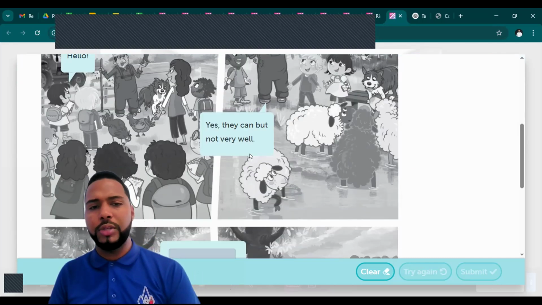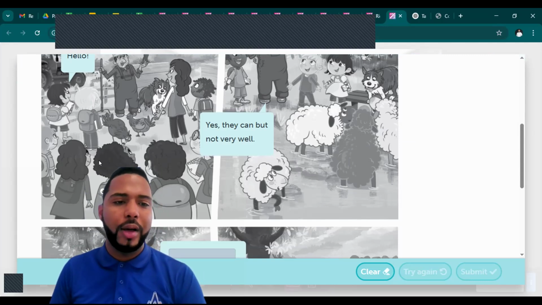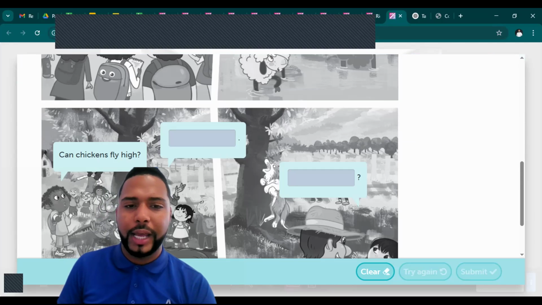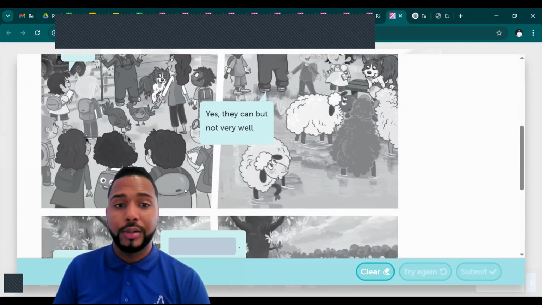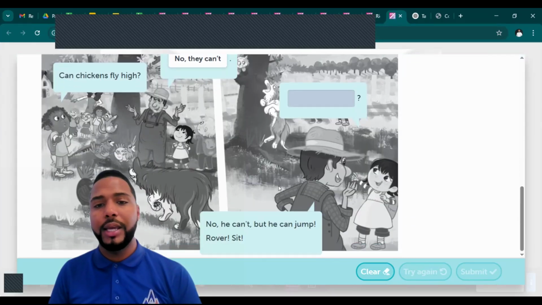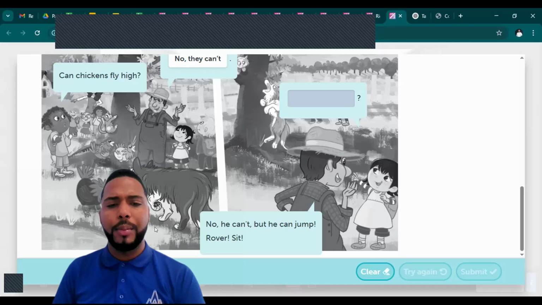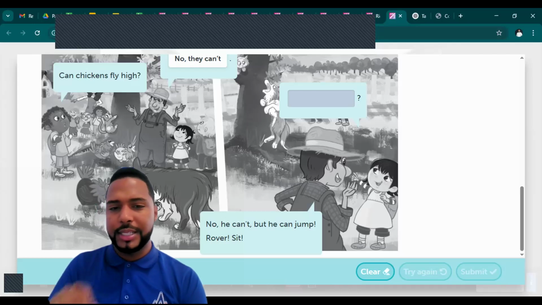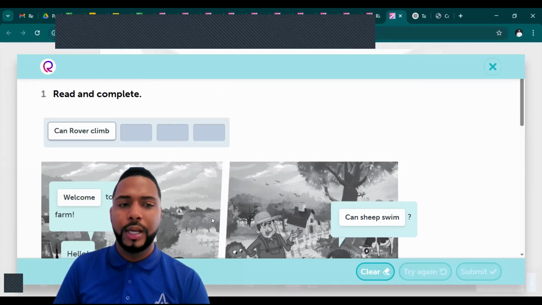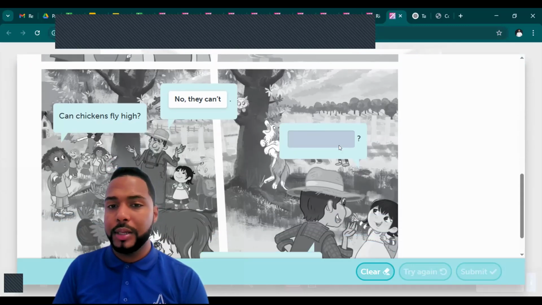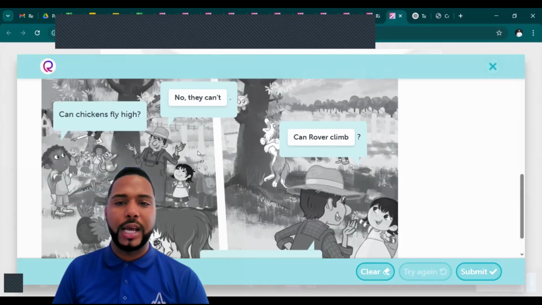So in there you see, yes, they can, but not very well. And in the other, can chickens fly high? Let's see, we have the other option. No, they can't, okay? And the other, it says, no, he can't, but he can jump. Robert, sit. So what would be the question? Can Robert climb? So this is the way you got to complete this exercise, okay?